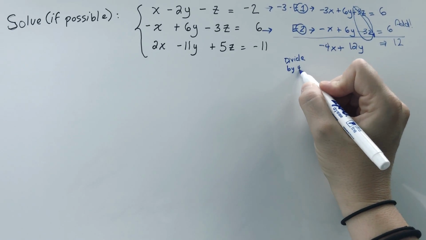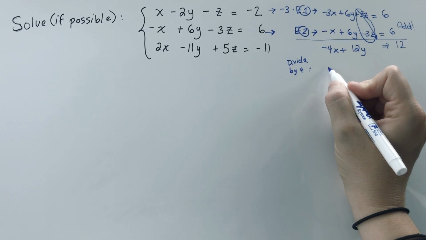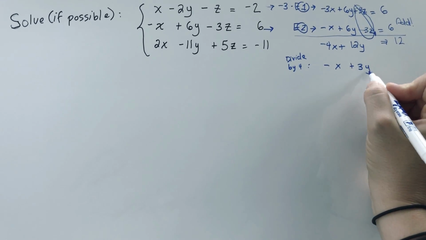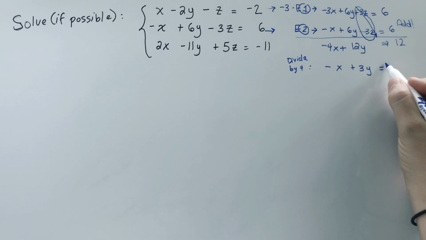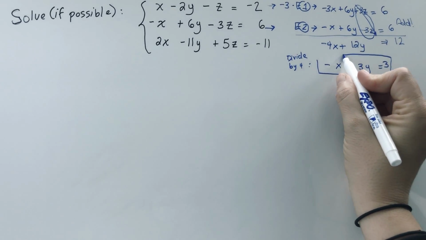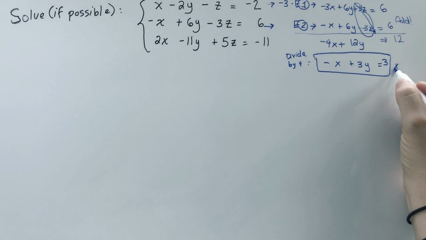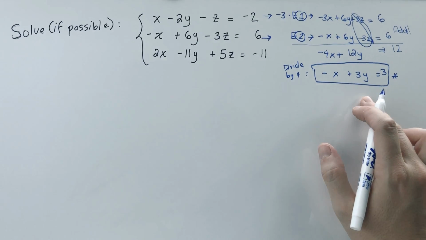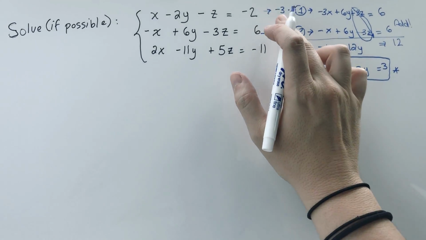So if you divide by 4, you'd have negative 4 divided by 4 is negative 1x, 12 divided by 4 is positive 3y, and 12 divided by 4 is positive 3. Just makes your life a little bit easier. You don't have to do that, but eventually, I promise, life will be easier. Okay, so that says the same thing. So now we have an equation with just an x and a y from looking at 1 and 2 together.